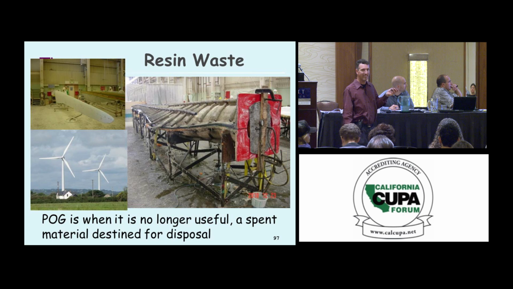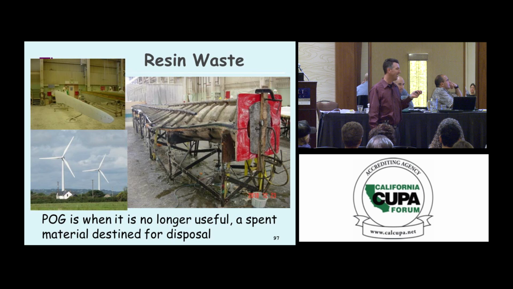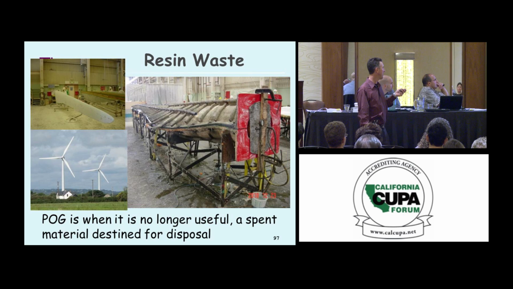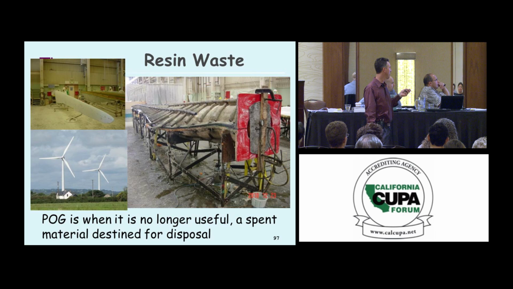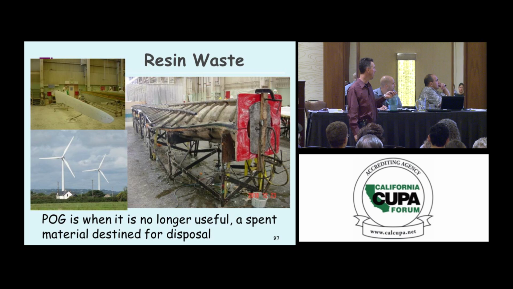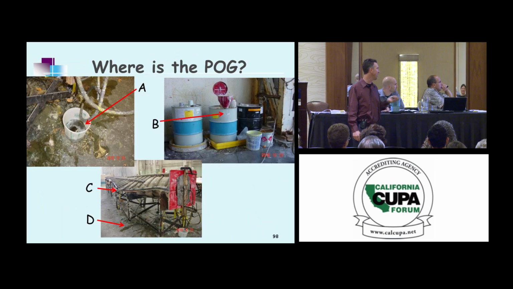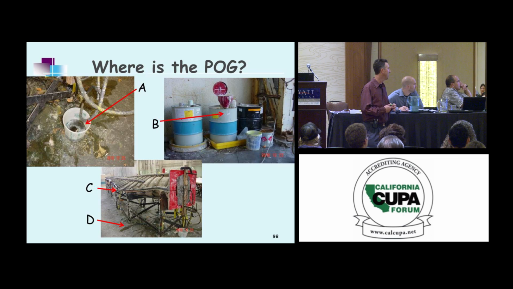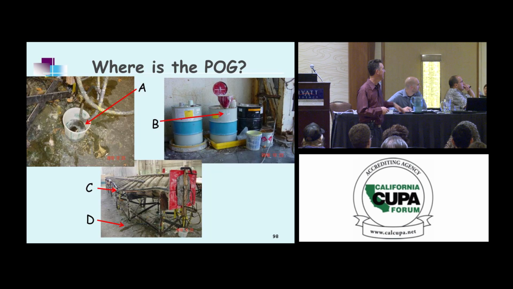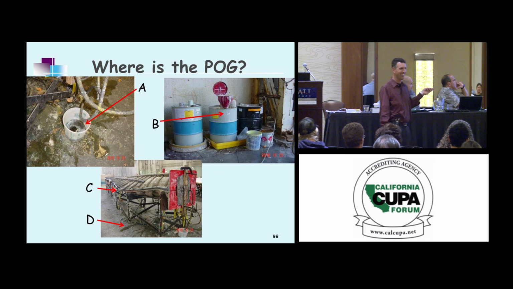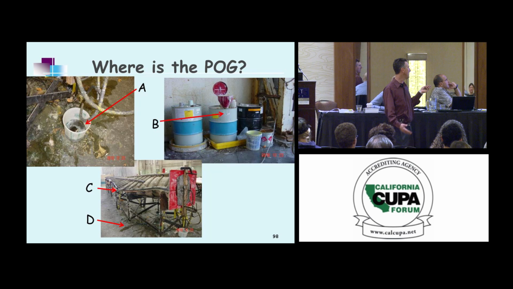But yeah, it's an interesting process. They put resins in here, they form these molds, it squeezes out on the floor. Sometimes they can capture it in the bucket. Yeah, so when it's no longer useful, it's a spent material destined for disposal. All right, POG. Where is it? Is it in the bucket? They're capturing it for waste management in the bucket.